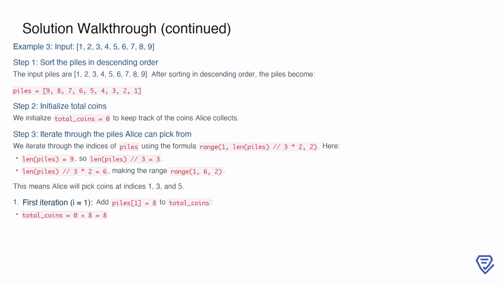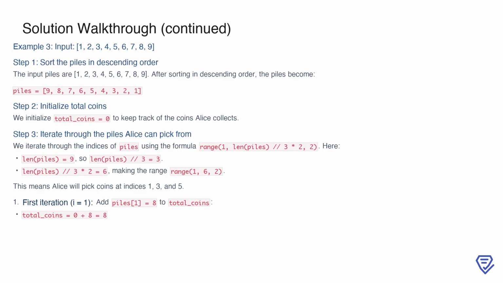We then calculate the indices Alice will pick from using the formula range(1, len(piles) / 3 * 2, 2). Here, len(piles) is 9, so len(piles) / 3 equals 3, and len(piles) / 3 * 2 evaluates to 6. This gives us the range(1, 6, 2), meaning Alice will pick coins from indices 1, 3, and 5. In the first iteration, where i equals 1, the value at piles[1] is 8.